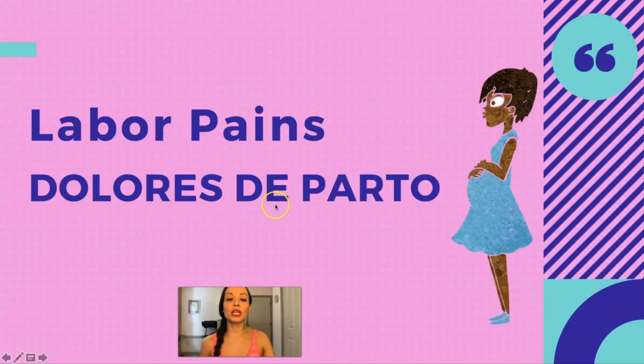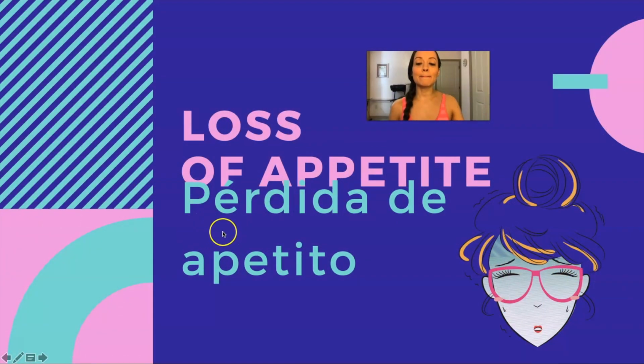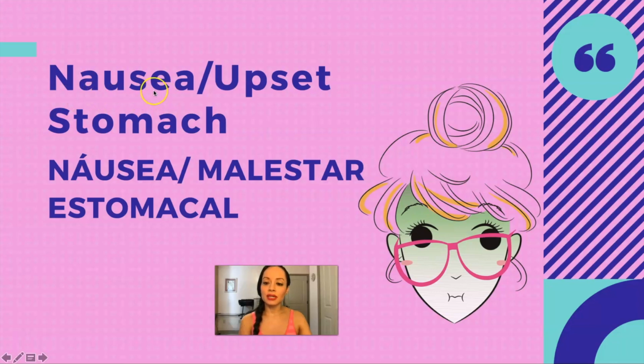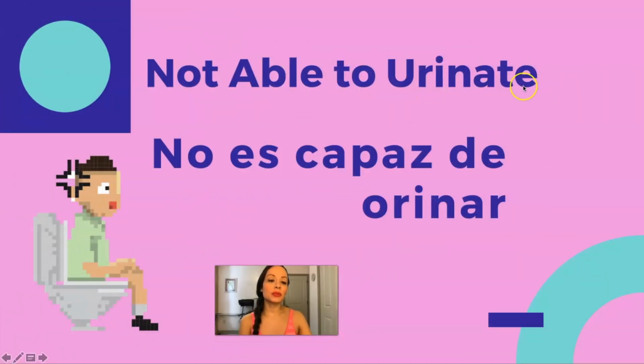Labor pains is dolores de parto. Loss of appetite is pérdida de apetito. Nausea is náusea. Upset stomach is malestar estomacal. Not able to urinate is no es capaz de orinar. Orinar sounds just how it's spelled. That's why I love Spanish. It's so easy to learn how to read it.